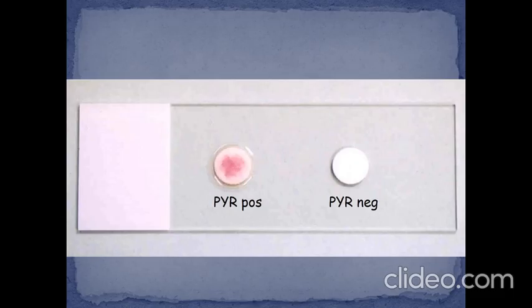Sometimes, and I want you to be cautious about this, you can get some color. You can get a peach color or something like that. We're not calling peach positive. You need a good red color to be able to call this one positive. Because sometimes it can just be the colony, sometimes you can have some weird reactions with it, but it goes red if it is a true PYR positive. So be careful with that.